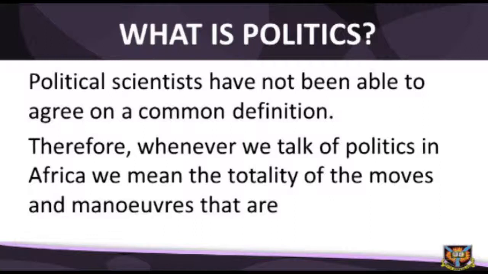The first one is from Vernon Van Dyke. This is as follows: politics involves the struggle among actors pursuing conflicting desires on public issues. The other one is from David Easton, and it says, politics is the authoritative allocation of values.